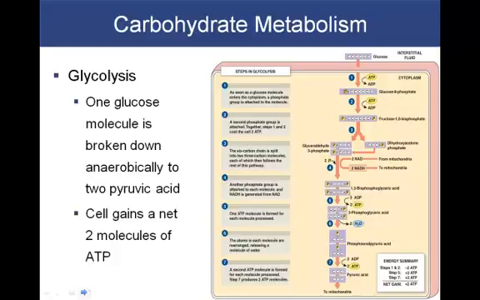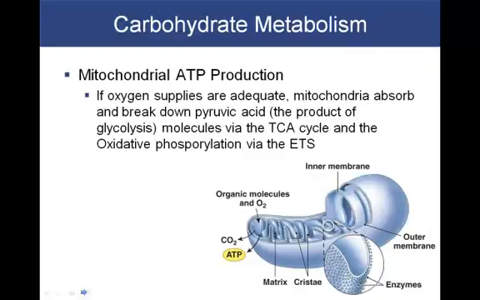So one molecule of glucose is broken down anaerobically without oxygen to produce 2 molecules of pyruvic acid, and ultimately we get 2 molecules of ATP. All right. Those 2 molecules of pyruvic acid will now enter the mitochondrion. And in the presence of oxygen, we're going to undergo further carbohydrate metabolism.